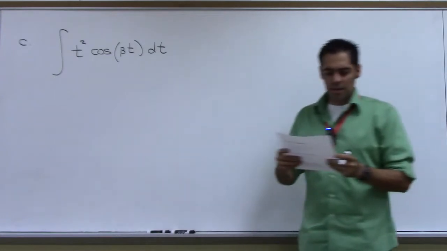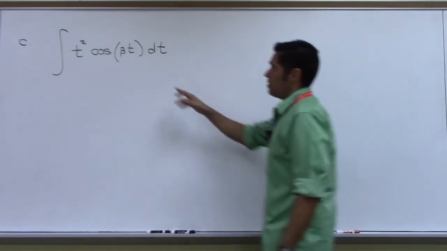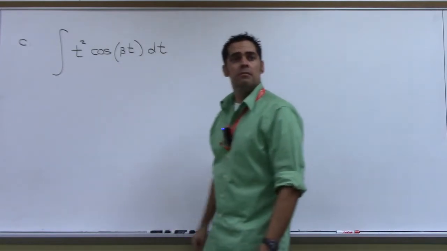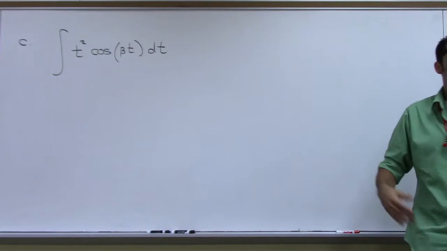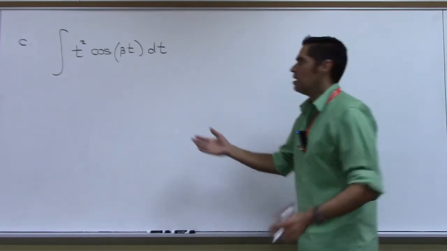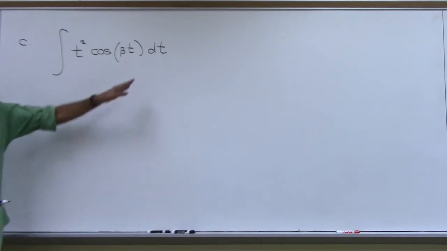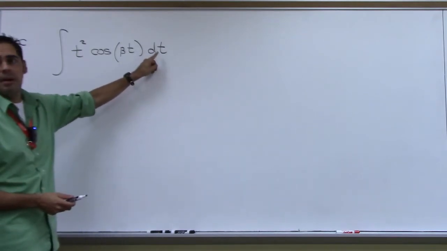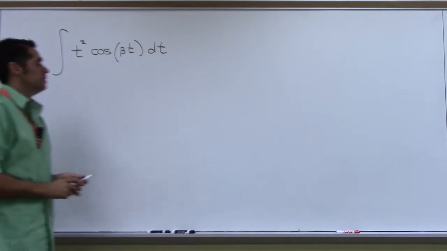All right, in this example, this thing right here is beta, and we're just going to say beta is a constant. It may as well be the number 5, right? It's just some number that we don't know. But it's not the variable in the problem. The variable in the problem is t, and that's indicated by the differential dt. So we have t squared cosine beta t dt.